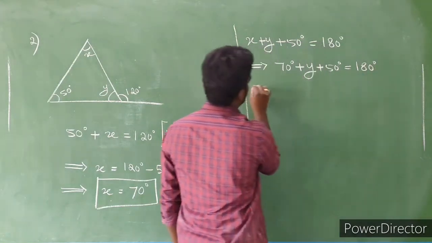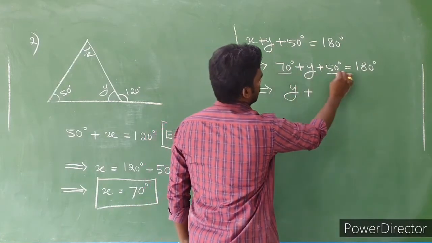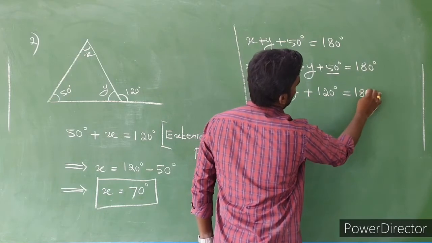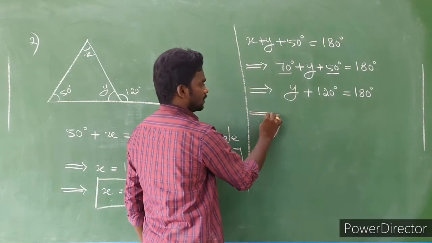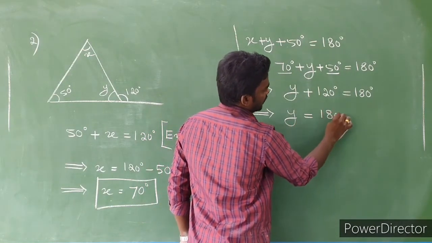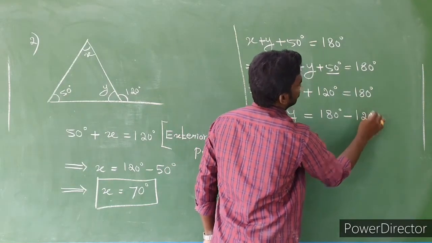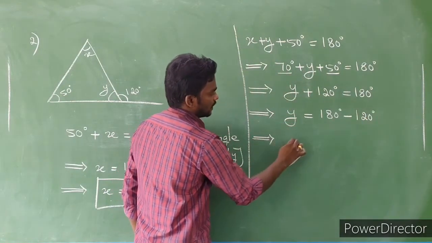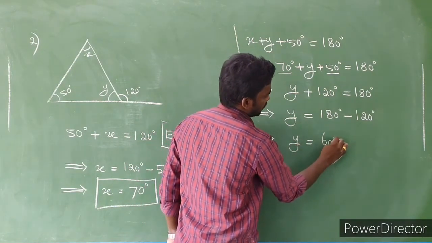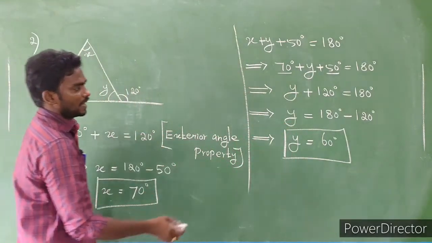180 degrees implies y plus, what is 70 plus 50? 120 degrees is equal to 180 degrees, given, which implies keep the value of y on the left side and the right side value is 180, and this 120 is transposing to minus 120, which implies y is equal to 180 minus 120, which is 60 degrees.